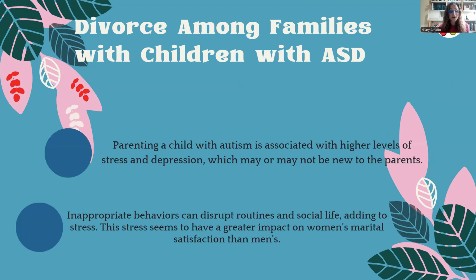Parenting a child with autism is associated with higher levels of stress and depression, which may or may not be new to the parents. Inappropriate behaviors can disrupt routines and social life, adding to stress. This stress seems to have a greater impact on women's marital satisfaction than men's. Also, the severity of other ASD symptoms does not appear to affect marital satisfaction as much as problem behavior, which can have a negative impact.